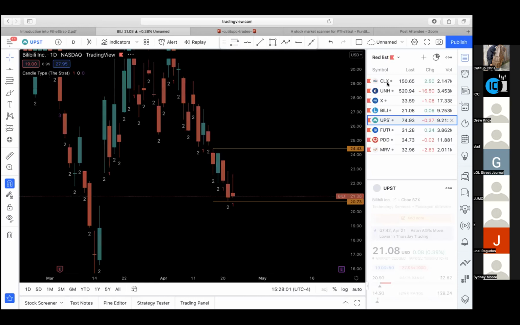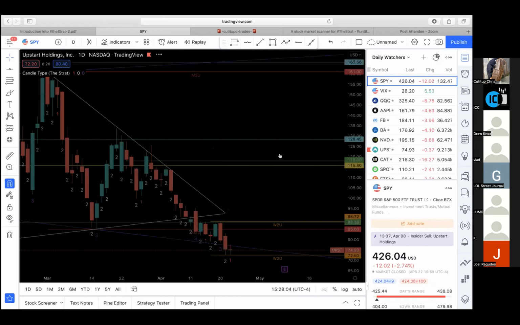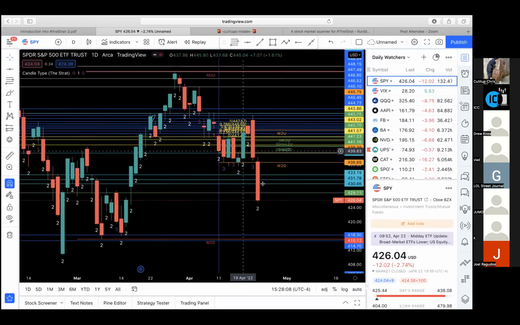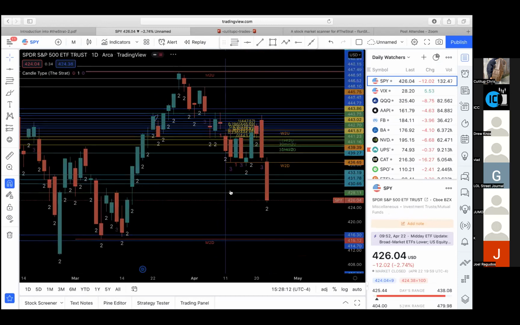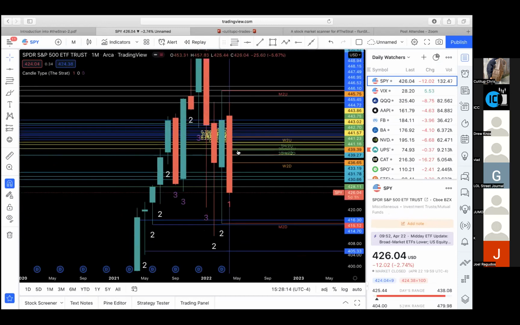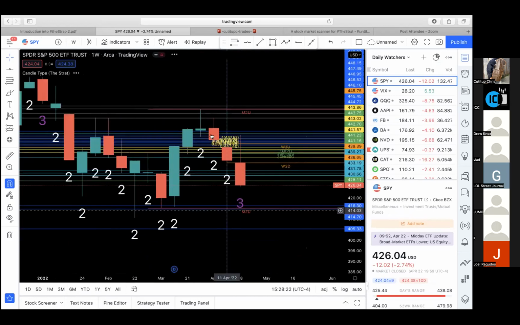And then we could take a quick look at SPY, the daily. There's a bunch going on here. But if we look at the monthly, we are red on the month. We have a 2-1 setup on the month, and we are red. No 2 on the month yet, though. We are red on the week. We have a 2-2-3 continuation setup.